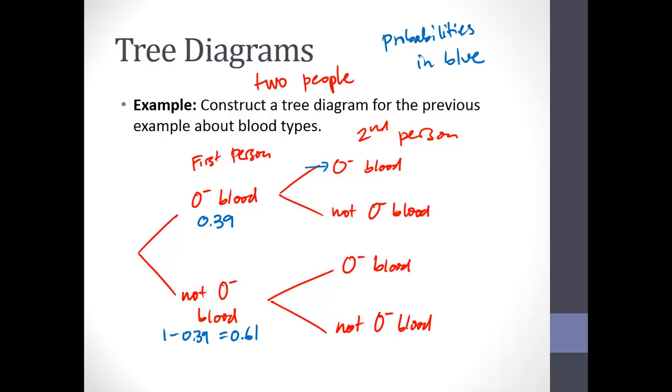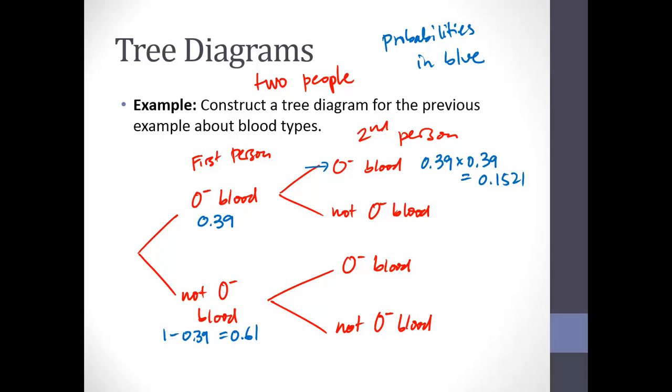So again, we're saying these people are unrelated. We've selected them at random, so we thought about them being independent. So if you and I have been selected at random, what my blood type is doesn't have any relation to what your blood type is. So we can use the multiplication rule for independent events. So this is going to be 0.39 times 0.39, which I believe is 0.1521.